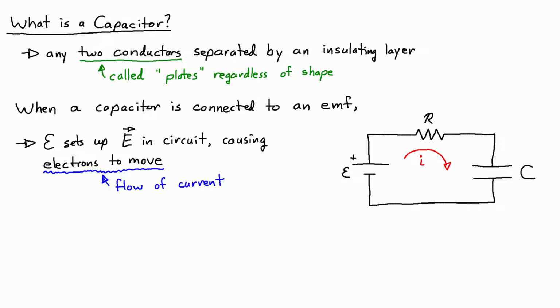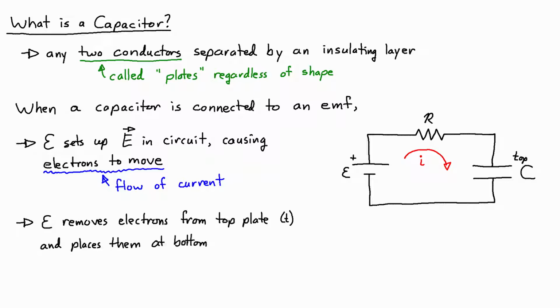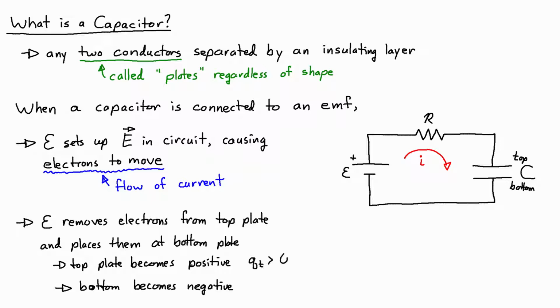By setting up this electric field in the circuit and causing current to flow, the EMF actually ends up moving electrons around, and it removes electrons from the top plate of the capacitor and then places them at the bottom plate of the capacitor. And when electrons are removed from the top plate, it becomes positive. And then as the electrons are placed on the bottom plate, it becomes negative. And you consider this going on one electron at a time.